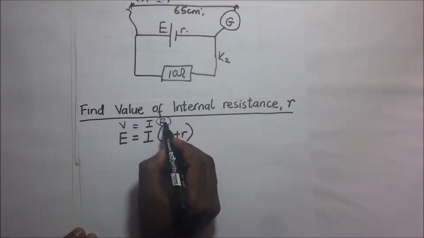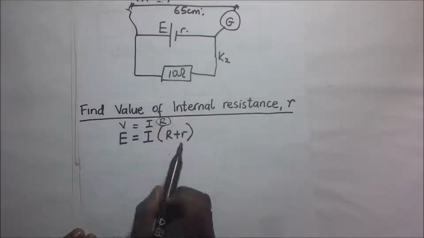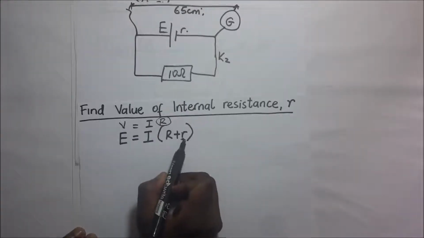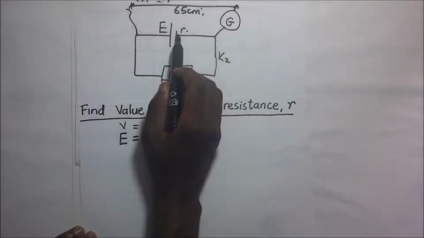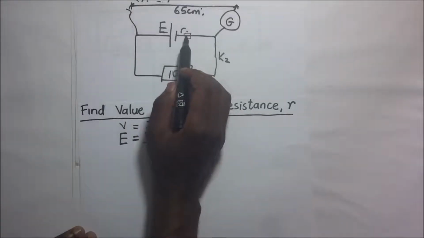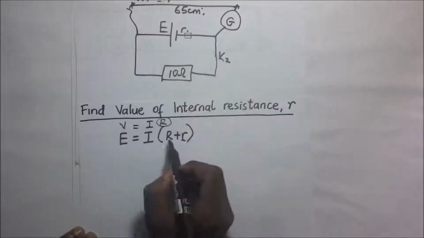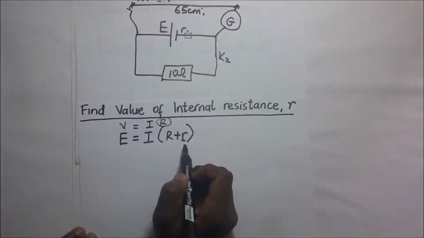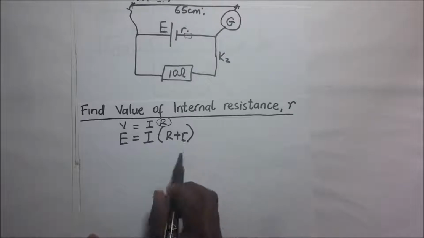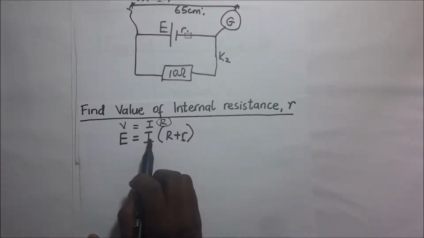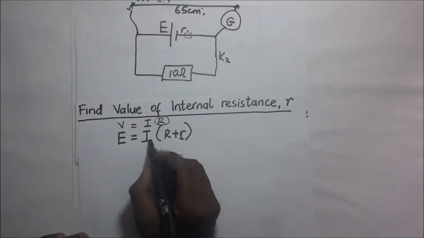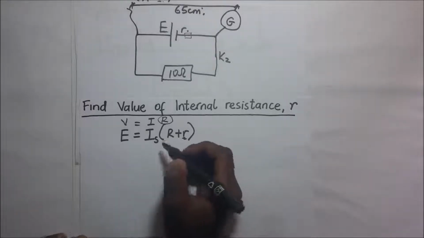R being the effective resistance, but now since the effective resistance includes an internal resistance also, we treat the internal resistance as always being in series with the effective resistance of the external circuit. That's why we say R plus r. We covered this in our previous videos. So now E is equal to I into R plus r. This is the current going through the secondary circuit.